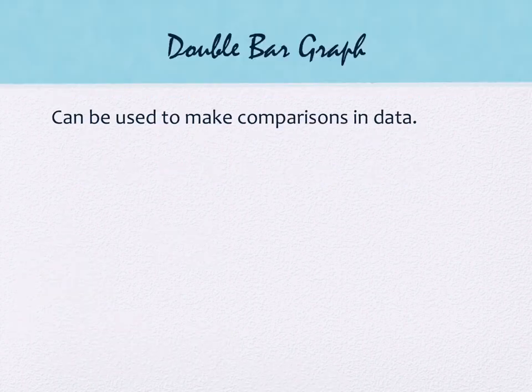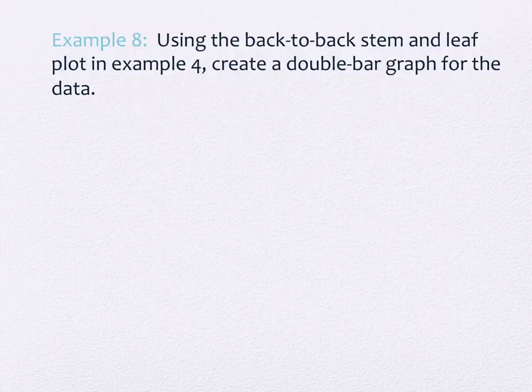A double bar graph is kind of like a back-to-back stem and leaf plot. It's used to compare data. So it's going to be a bar graph. It's just going to have different bars for different data sets, and they're going to be next to one another. It's actually going to send us back to the back-to-back stem and leaf plot, and we're going to create a double bar graph for that data.